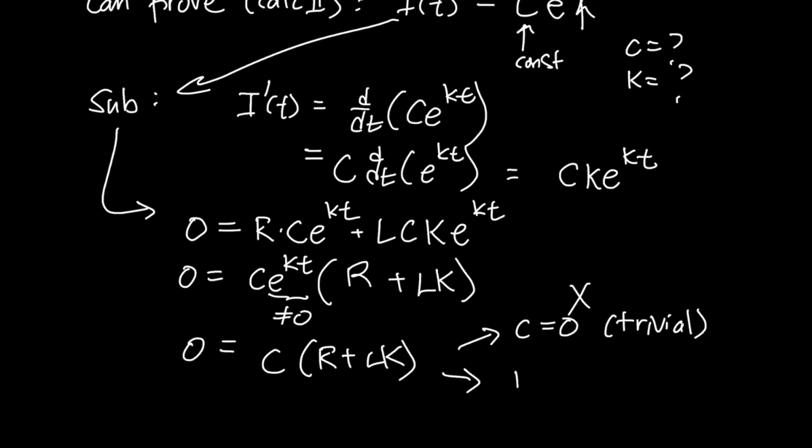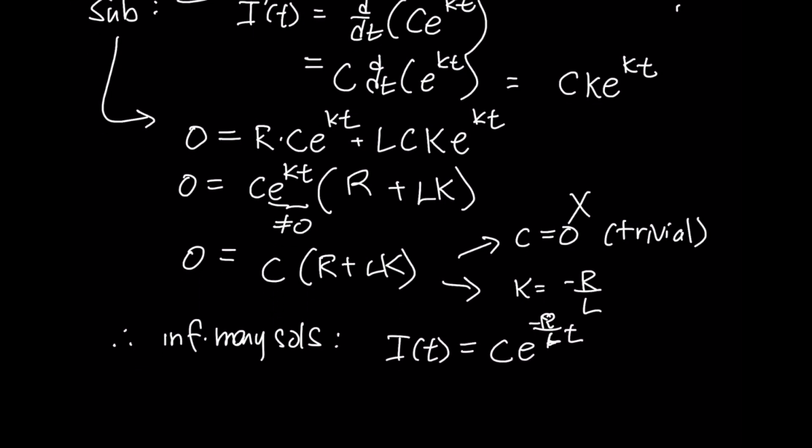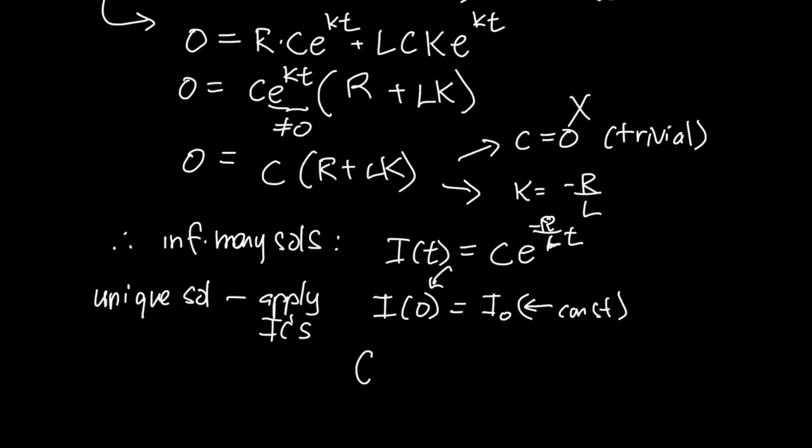Or the other option is if that factor is equal to 0. This k is negative R over L. So that means there are infinitely many solutions to this particular problem. It will turn out that we can get a unique solution if we apply our initial conditions. The initial conditions told us that the initial current was some constant value. So if I were to take this solution and plug it in, I'd have C e to the negative R over L times 0 is equal to I naught. So this tells me immediately that C is I naught.